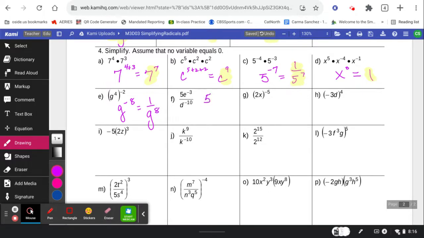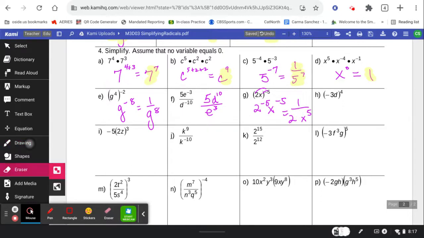5 stays up top. E to the negative third moves down. D to the negative 10 moves up. This becomes 2 to the negative 5th, x to the negative 5th, like you share the power. So this becomes 1 over 2 to the 5th and x to the 5th, which could be also written as 1 over 32, x to the 5th, if you want to.